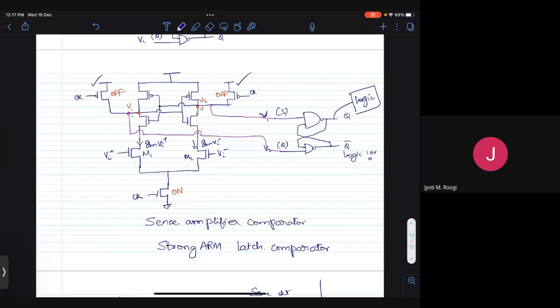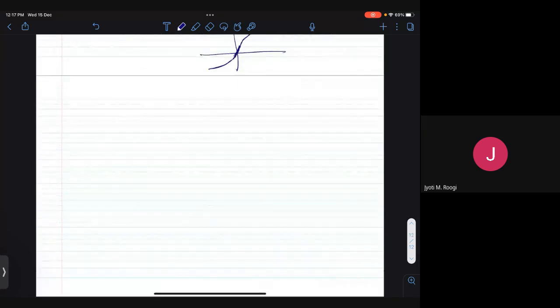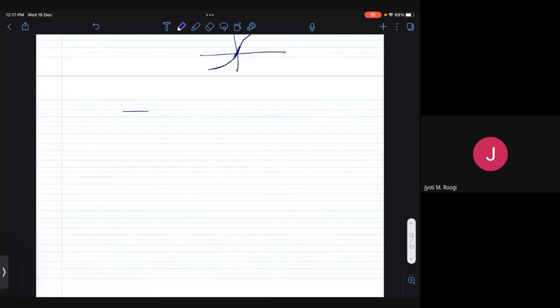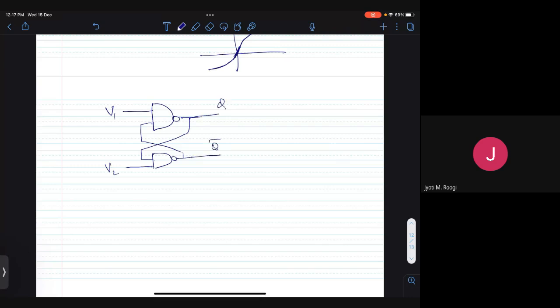Now, what happens in that condition is that the delay of the comparator from input to output will depend on this differential load which is there on Q and Q bar. Let me just take you through that quickly. So I have this circuit here. This is V1 and this is V2, and this is Q and Q bar. Let me say that I have a load on Q, but there is no load on Q bar.